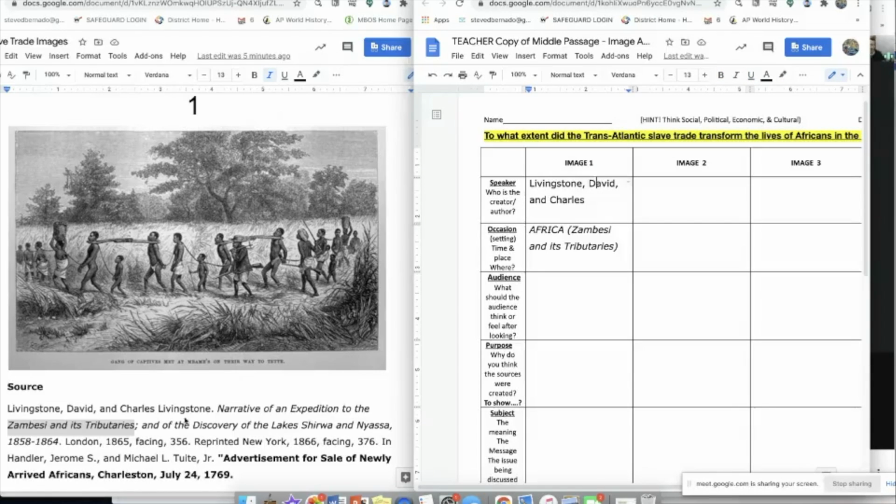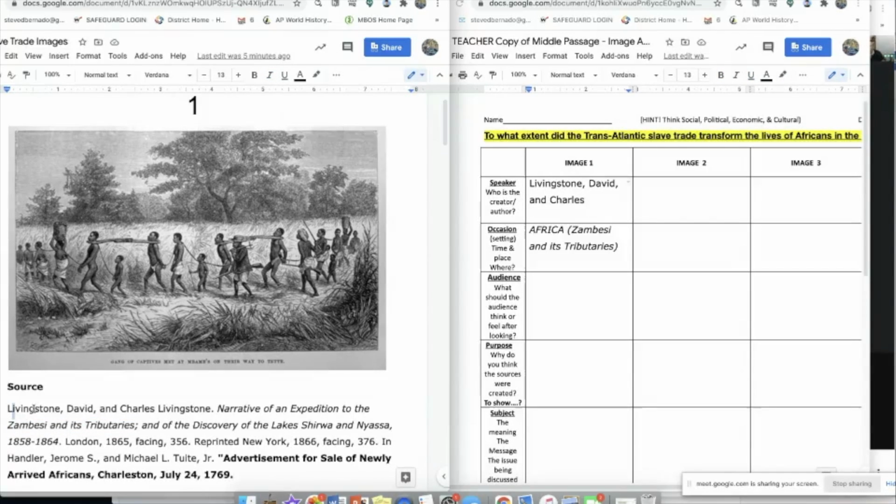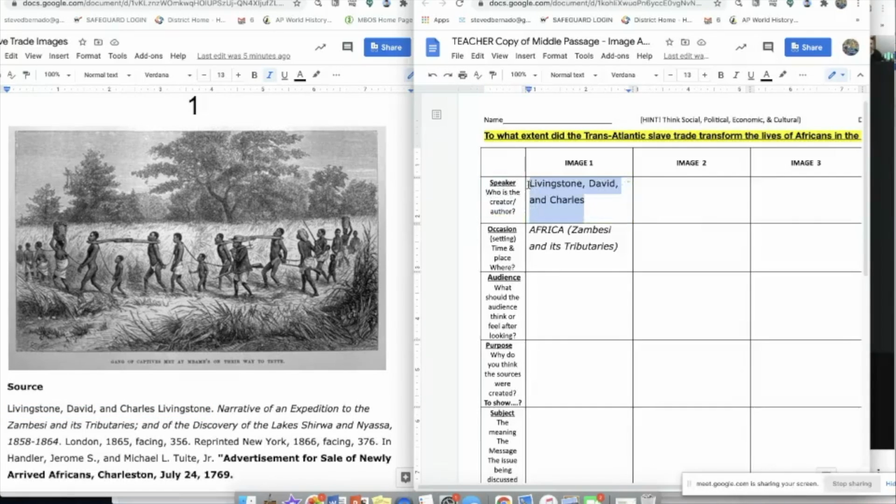Okay, let's go to image number 1. Who's the creator or the author? So it says Livingstone, David and Charles. Okay, so David and Charles Livingstone, they're the creators of this source. They're the ones that found or created this source. So copy it, paste it right here. There it is.